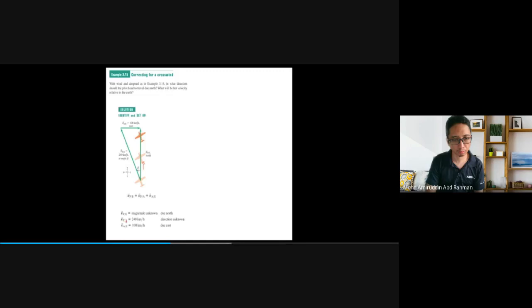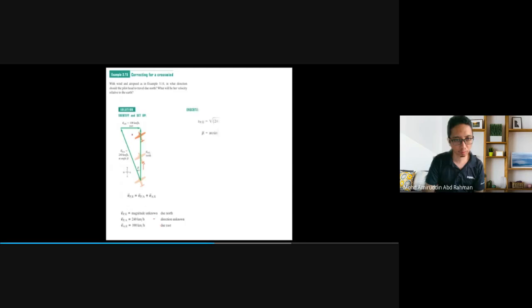Velocity of the plane with respect to the air always has a magnitude of 240. That's its speed, but we don't know its direction. And finally, the velocity of the air with respect to the Earth, both its magnitude and direction are known: 100 kilometers per hour, and it's due east.